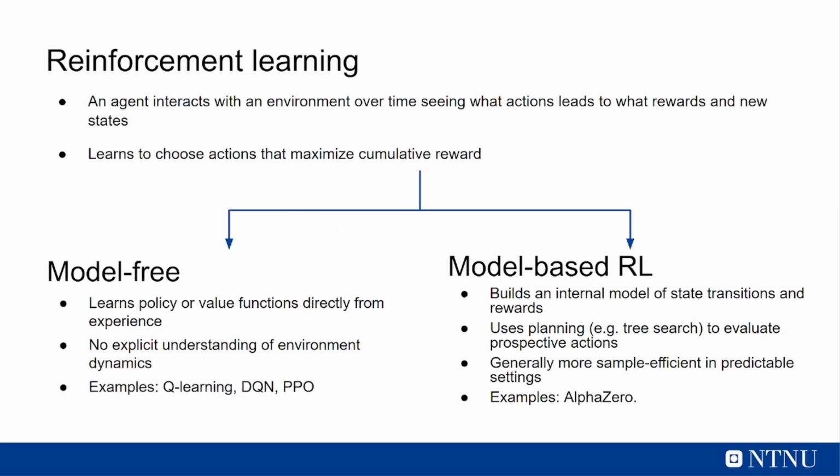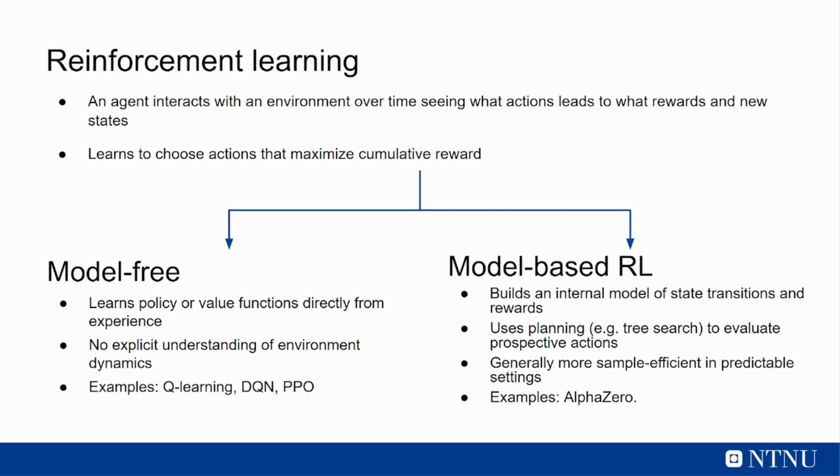Reinforcement learning is a kind of machine learning, where an agent interacts with an environment over time, seeing what actions lead to what rewards and new states. When it does this, it chooses actions that maximize cumulative reward, and it tries to find out how to play optimally. In reinforcement learning, there are two schools of thought. There's model-free and model-based reinforcement learning.